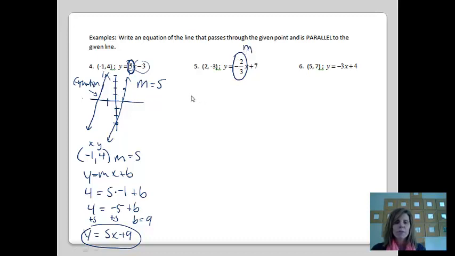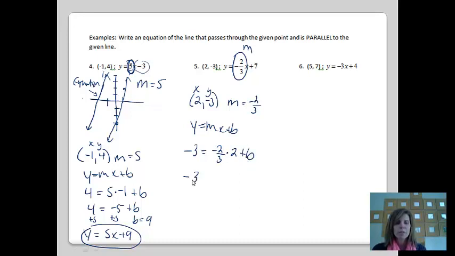So the information we have: our line goes through 2, negative 3, and we know that our slope is going to be negative 2/3. And now from here I'm going to write an equation of the line. I'll have y equals mx plus b. If you want to label everything, go ahead. So my y is negative 3, my m is negative 2/3, my x is 2, plus b.